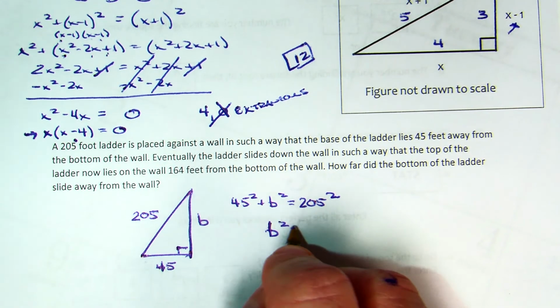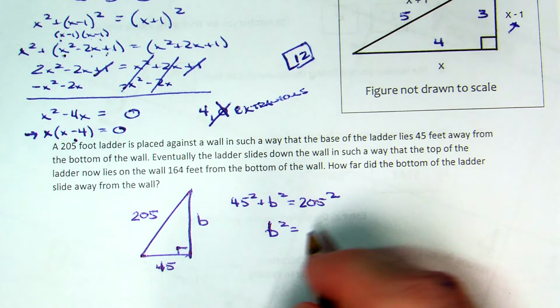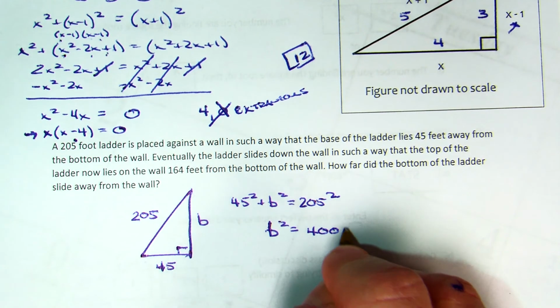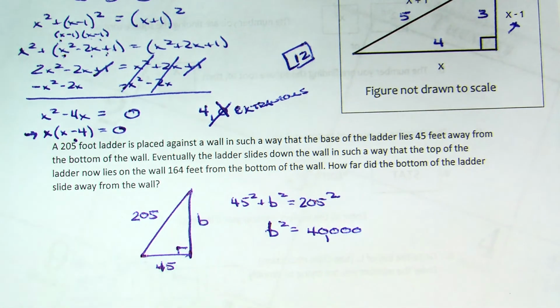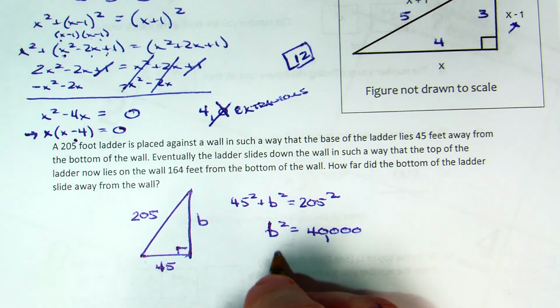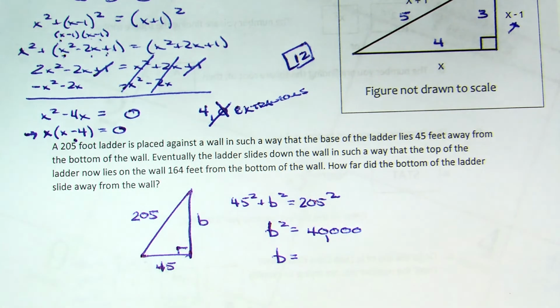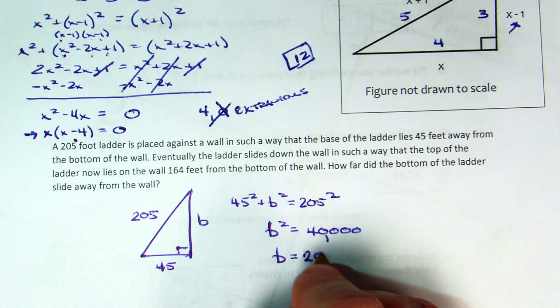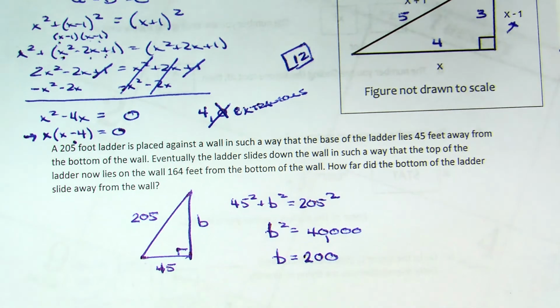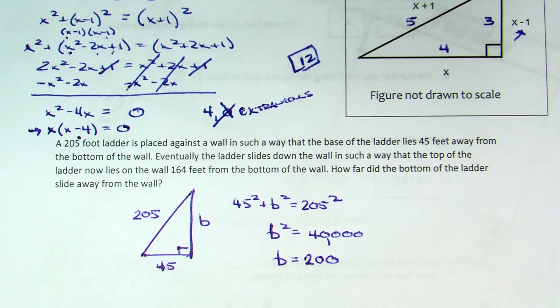B squared equals 40,000. To undo the square, what would you do? Find the square root. And you get 200. Everybody good? Okay.